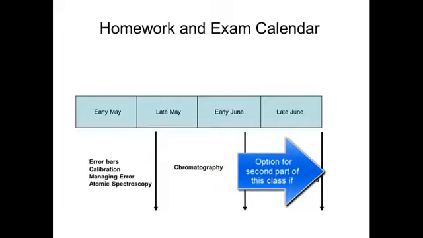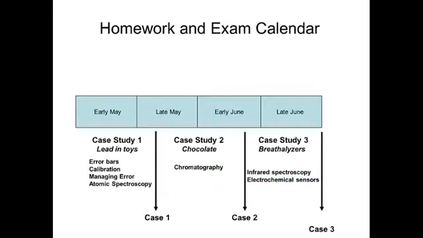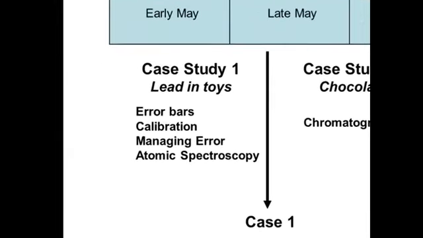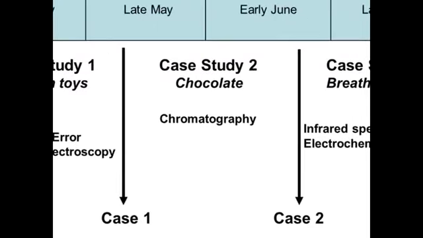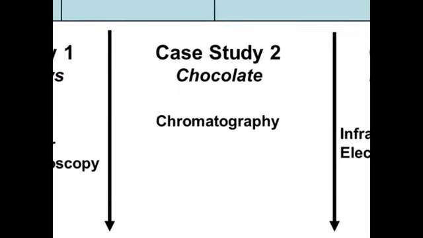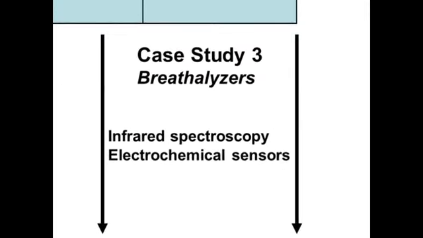Now I chose those topics not just to choose random instruments, but because we're going to be exploring them through case studies. So the first case study we're going to do is lead in toys. And that's a really interesting case study. It brings up issues of sample preparation, as well as the limits of detection of instruments and how accurate and precise our measurements can be. Then we're going to transition to chromatography, where the case study will be chocolate. And then finally at the end, breathalyzers.